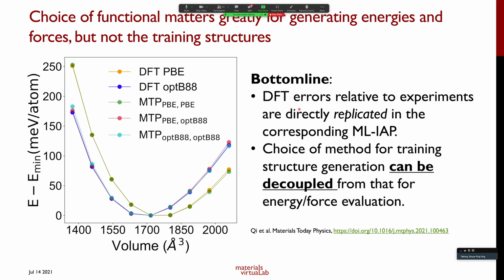Now, this actually has critical implications for machine learning interatomic potential development, right? Because classically, people have always tried to build the potential using the same functional. And what we show here is that essentially you can decouple the choice. You can use PBE for structure generation and use OPT-B88 or some other more accurate functional to calculate the energies and forces, and you can still get a very good potential, right?